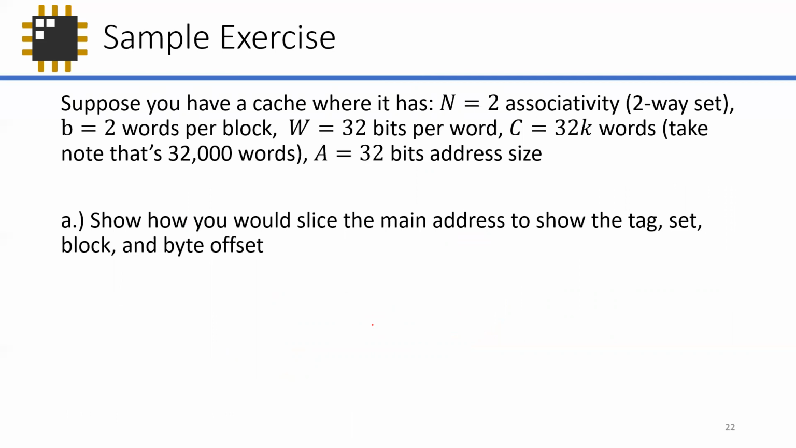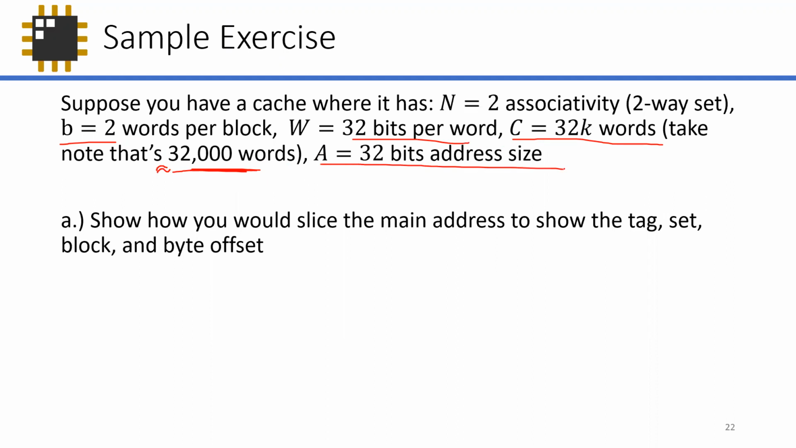Anyway, suppose you have a cache with 2-way set associativity, and it houses two words per block, where one word is still 32 bits long. It has a total size of 32 kilo words, not kilobytes. Take note that's approximately 32,000 words, well, not exactly 32,000. It's like 2 to something that gives you 2 to the 32.